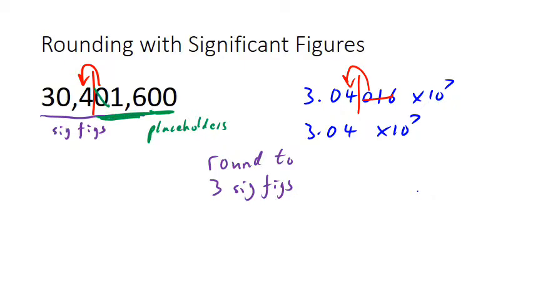So placeholders are always zeros. That's a 0, it's a 0, it's a 0. They were already zeros. So in the full notation, like we normally used to, 3, 0, 4, those are our 3 significant figures. And then the rest becomes zeros, 0, 0, 0, 0, 0. Okay, that's how you round off to 3 significant figures.